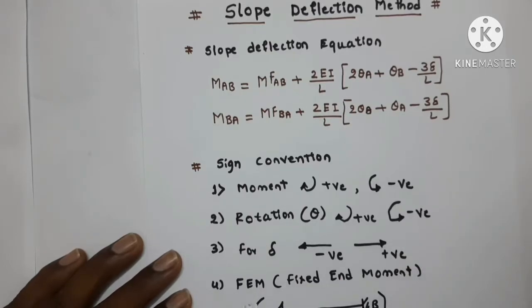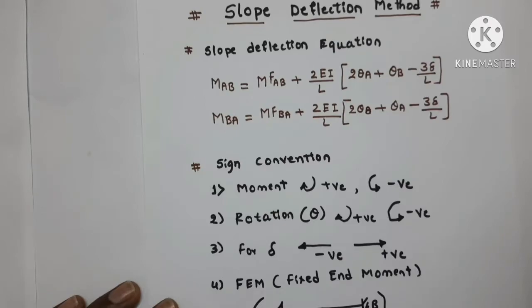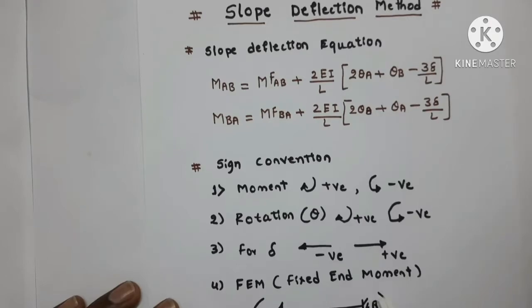Then the next basic condition is fixed end moments. Here, in the example we will consider a single span. If continuous span members are there, for one single span member, if I fix the boundary conditions of that member, support A and support B, assumed fixed, then the direction of fixed end moments: this is anti-clockwise, that is negative, and this is clockwise, positive.